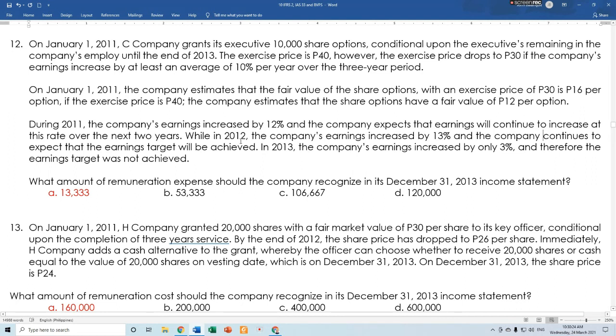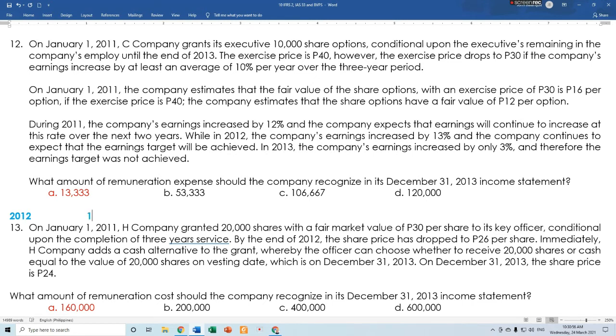Okay? While in 2012, the company's earnings increased by 13%, so pasok pa rin, gagamitin pa rin natin yung 16 pesos na fair value. Pero noong 2013, the company's earnings increased by only 3% and therefore the earnings target was not achieved. So babalik tayo sa fair value ng option na 12. Okay? So since ang tinatanong lang naman sa atin is 2013, so mag-start na tayo ng 2012. Okay? 2012 na agad ang first computation natin.